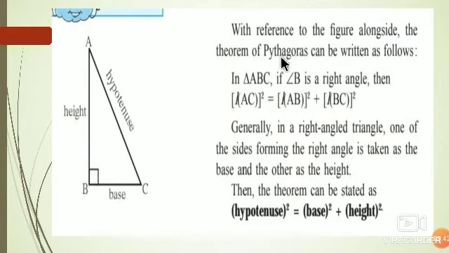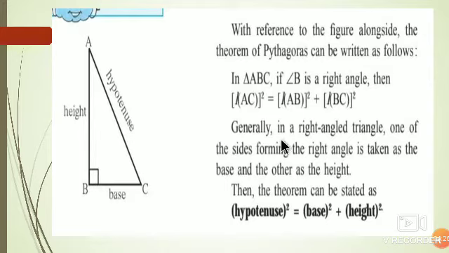To the figure alongside, the theorem of Pythagoras can be written as follows. In triangle ABC, if B is the right angle, then we can write that the square of AC is equal to the square of AB plus the square of BC. So this is the base side, this is the hypotenuse, and this perpendicular side is called the height of the triangle. So if the length of base is 3 centimeter, height is 4 centimeter and hypotenuse is 5 centimeter, we will write here 5 centimeter square is equal to 3 centimeter square plus 4 centimeter square.